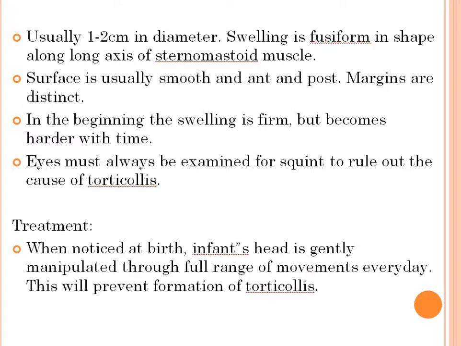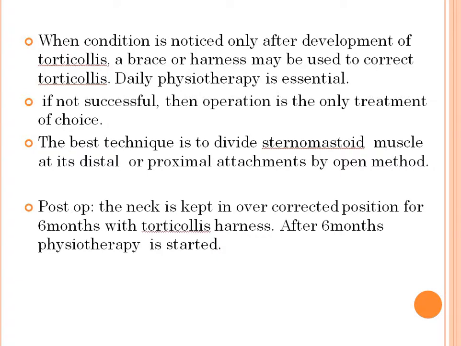Treatment: when noticed at birth, the infant's head is gently manipulated through a full range of movement every day. This will prevent the formation of torticollis. When the condition is noted only after development of torticollis, a brace or harness may be used to correct it. Daily physiotherapy is essential. If it is not successful, then operation is the treatment of choice. The best technique is to divide the sternocleidomastoid muscle at its distal and proximal attachment by the open method. Post-operatively the neck is kept in an overcorrected position for 6 months with a torticollis harness. After 6 months, physiotherapy is started.